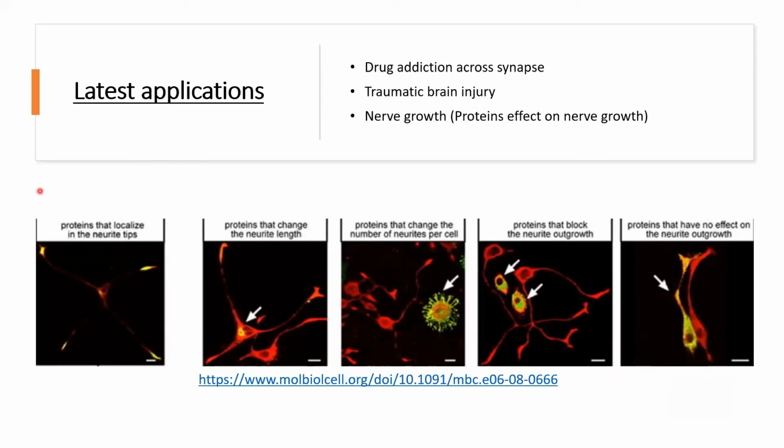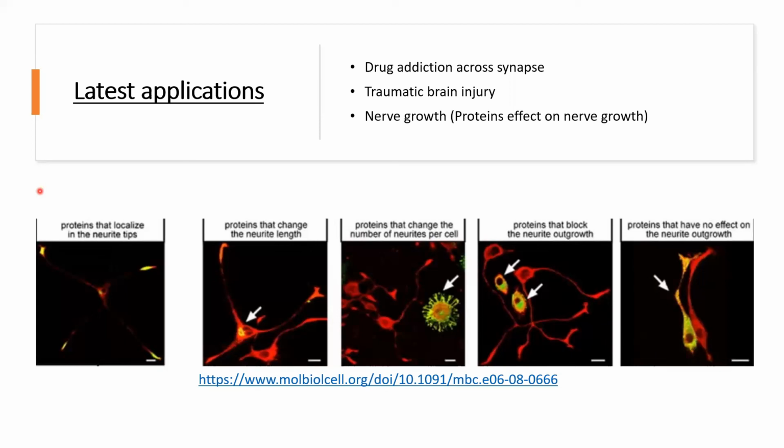Applications of neuroproteomics. Cerebrospinal fluid (CSF) was the first nervous system sample to have its proteome studied, in the 1980s. Currently, neuroproteomics has developed to help identify biomarkers that can be used to detect diseases. So, let's talk about some newly applied studies or the latest applications: drug addiction across the synapse, and traumatic brain injury.